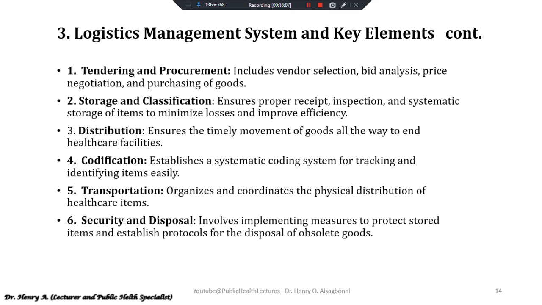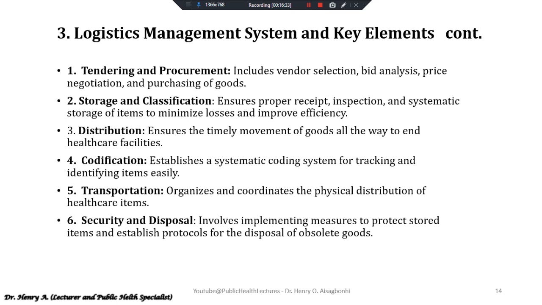We will begin by looking at tendering and procurement. This is where it all begins. Selecting vendors, evaluating bids, negotiating prices, and purchasing items. A transparent and accountable procurement process ensures quality and cost effectiveness.